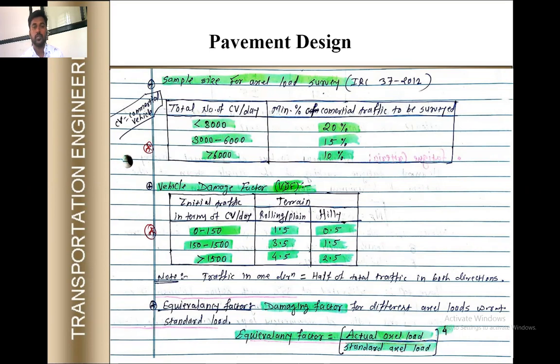Write down the next table: sample size for the axle load survey, as per IRC 37/2012. Below that, make two columns. In the first column, write total number of CV per day, that is commercial vehicles per day.